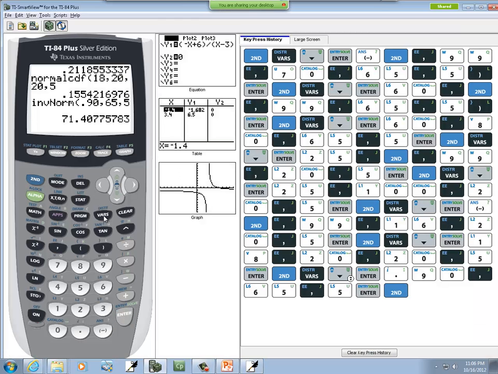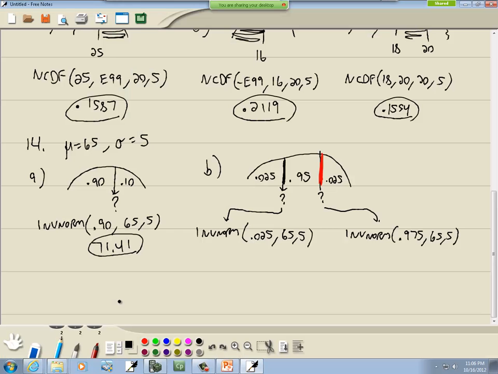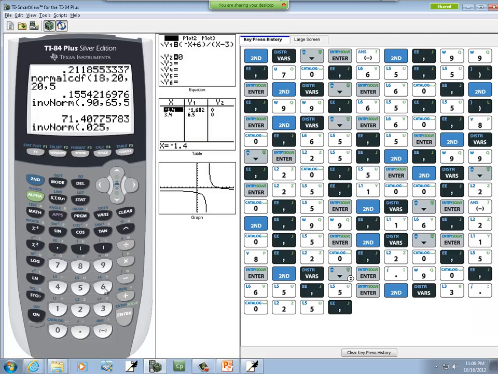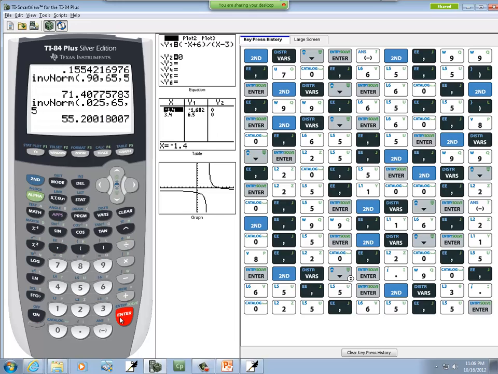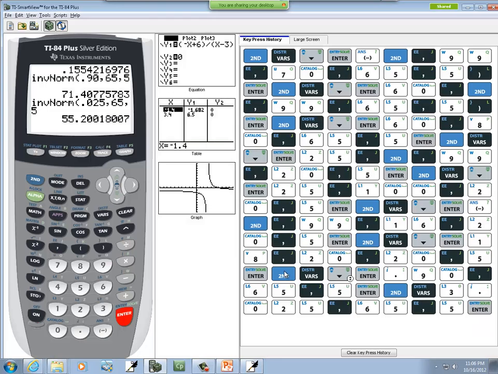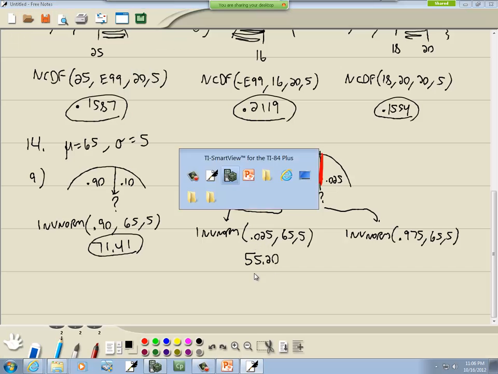So do second vars, Inv Norm. And the first one is 0.025, comma, 65, comma, 5, enter. And we get 55.20, taking 2 decimal places.